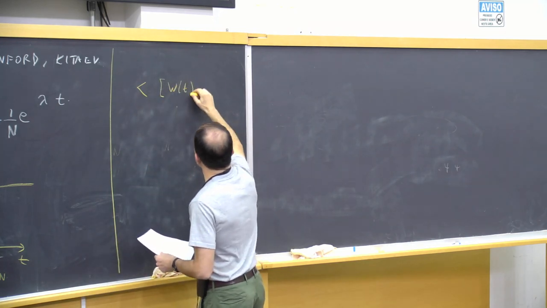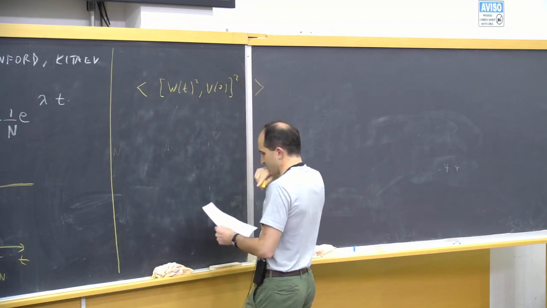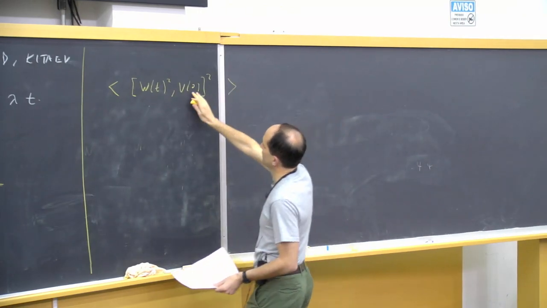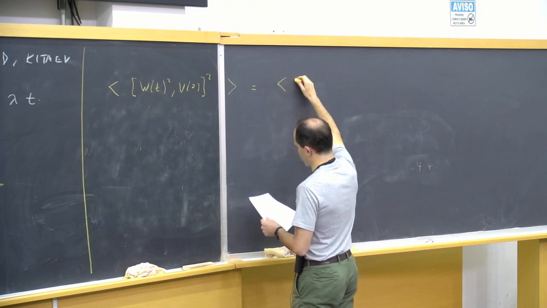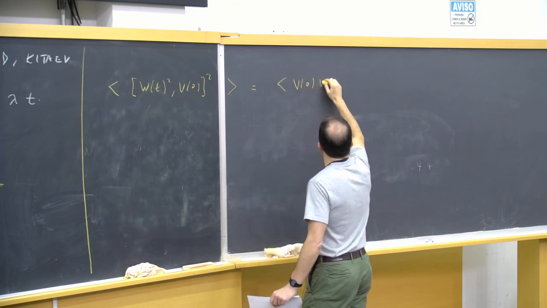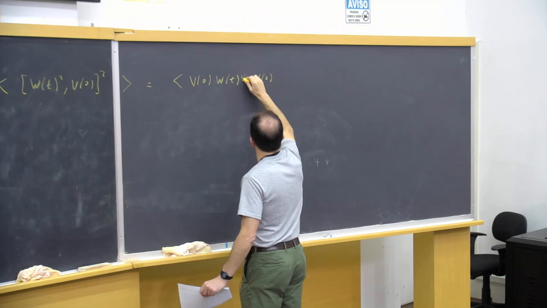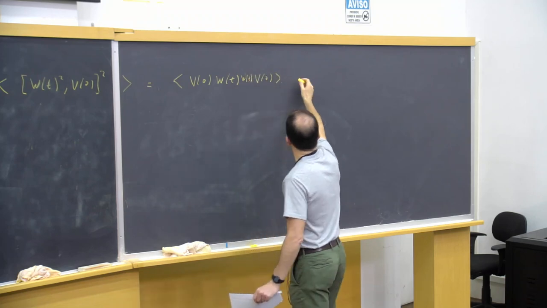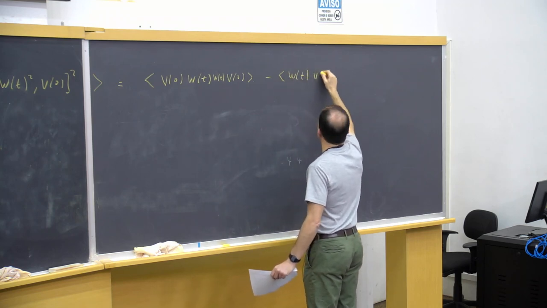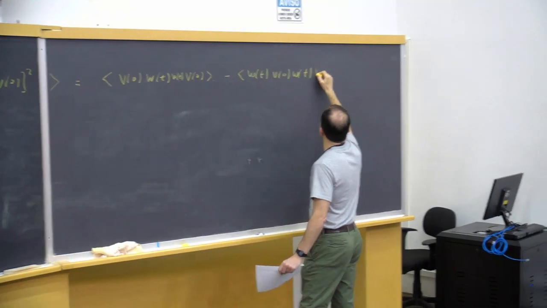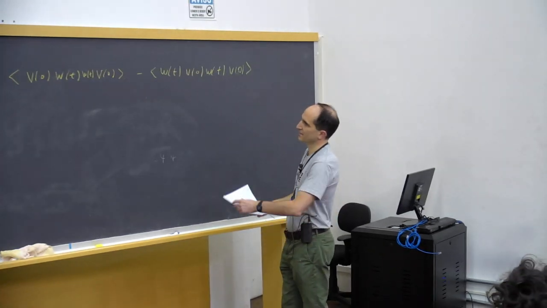So we are computing this quantity, and it's convenient, for now only as a technical convenience, to separate this operator into terms. There are terms that contain, let's say, V of 0, W of t squared, V of 0. Let me write it as W of t, V of 0. And then there are some other terms that contain W of t, V of 0, W of t, V of 0. And then there are two other terms that have roughly the same structure.